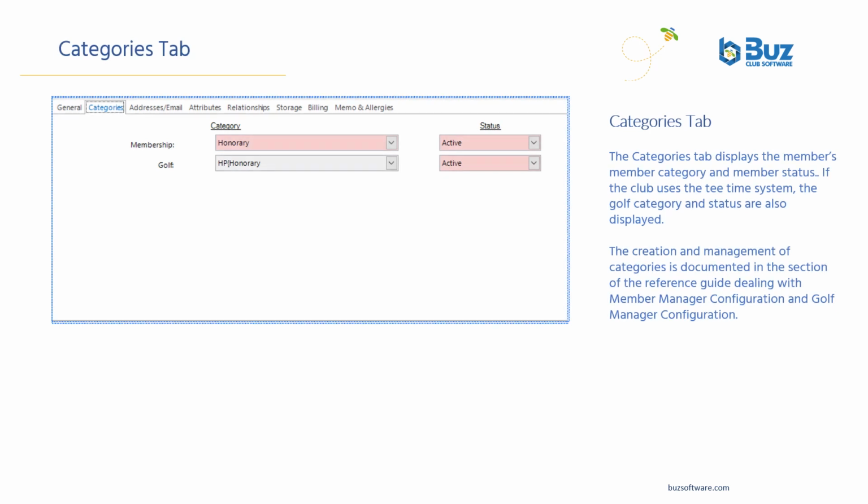The Categories tab displays the member's member category and member status. If the club uses the Tee Time system, the golf category and status are also displayed. The creation and management of categories is documented in the section of the reference guide dealing with Member Manager configuration and Golf Manager configuration.